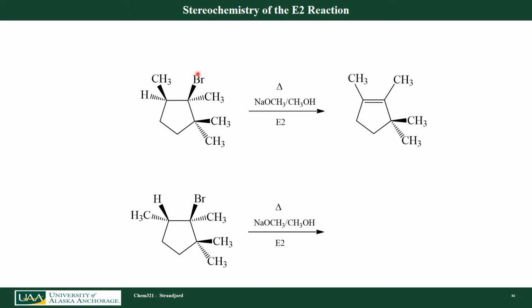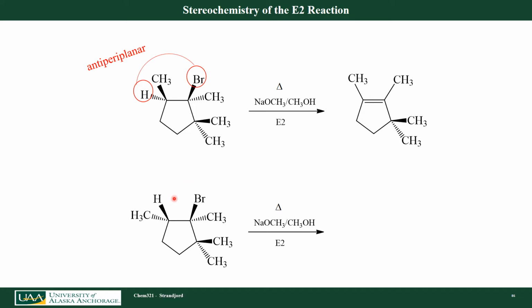I now need to make sure that my leaving group on my alpha carbon is anti-periplanar to my hydrogen on my beta carbon, and yes, they are. Those are anti-periplanar to each other, so they're all set up to do an E2 reaction, and in fact, that's what you see experimentally. You see an alkene formed, and this is the most stable alkene that is formed based on Zaitsev's rule.